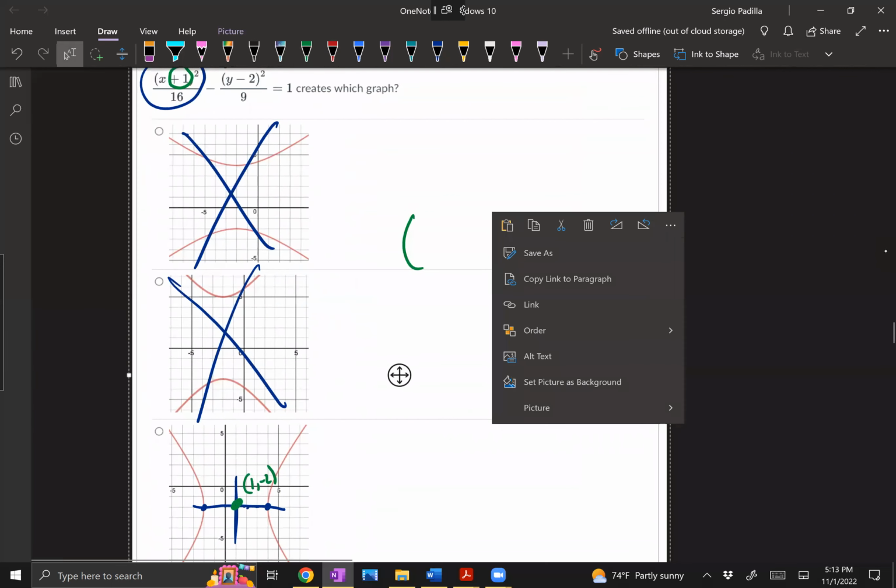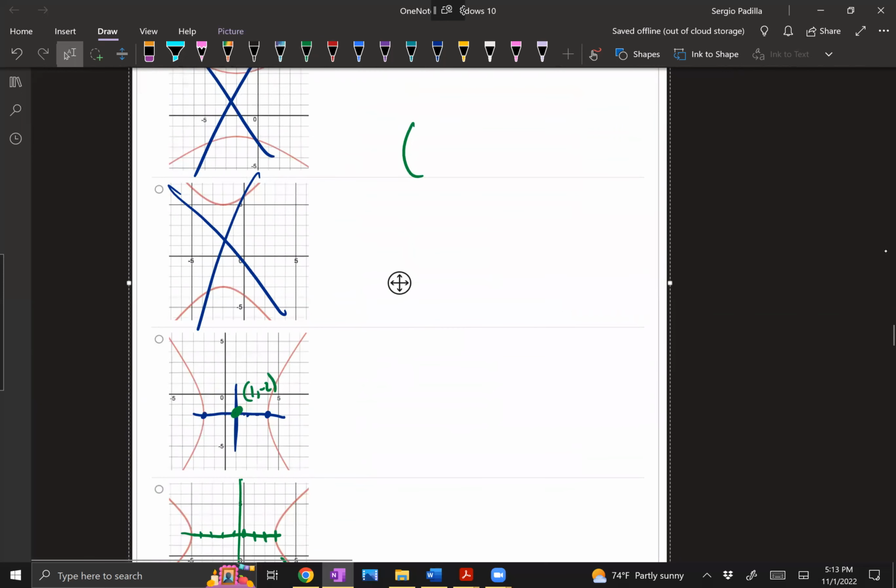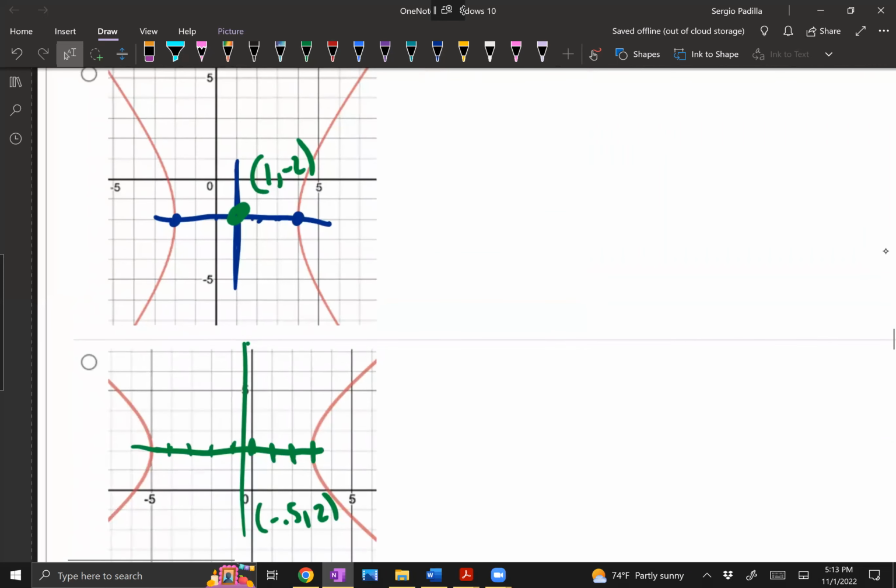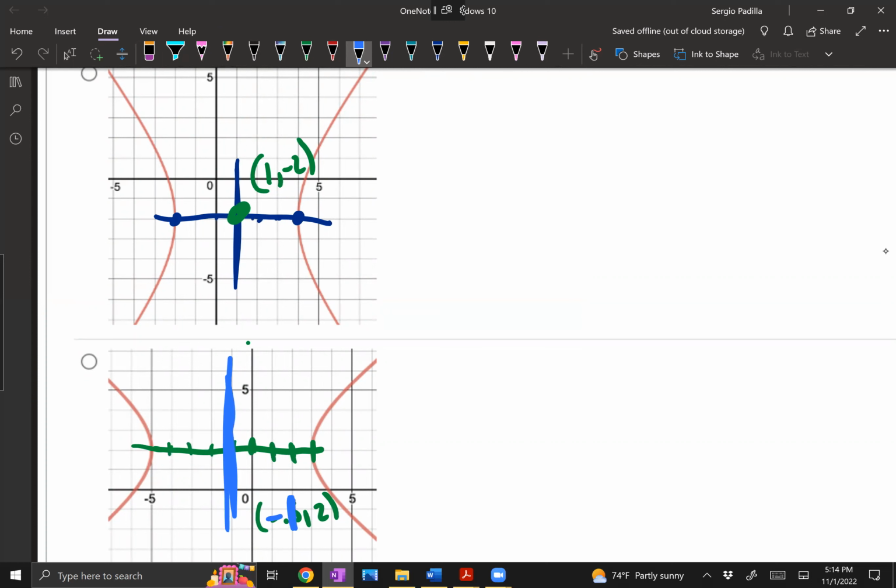Uh-oh, what happened here actually? Let's see. I think I miscounted. Didn't I miscount? I must have. 1, 2, 1, 2, 3, 4, 5, 6, 7. Oh yeah, I definitely miscounted. Here should have been the center. Okay, that's better. -1 and 2. Okay, my bad, guys. So be careful when you're counting. All right, that can be an easy mistake to make.